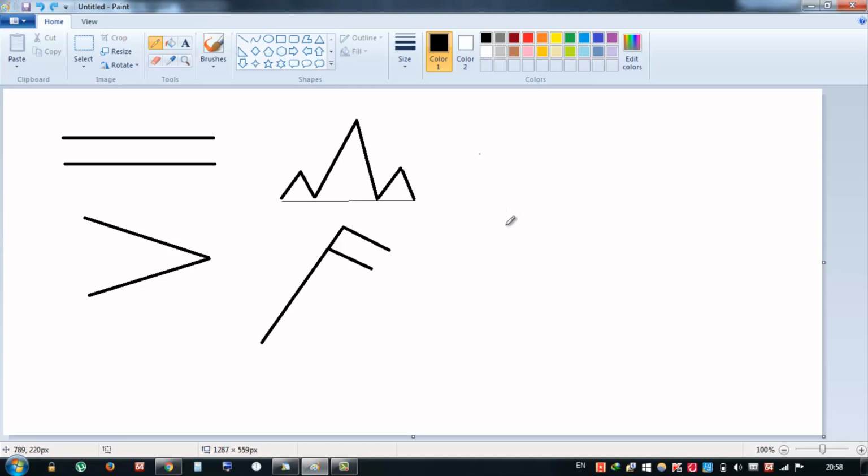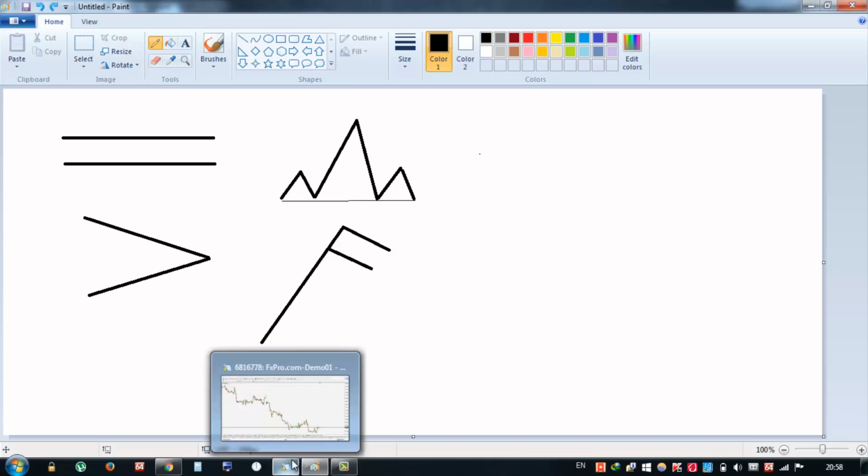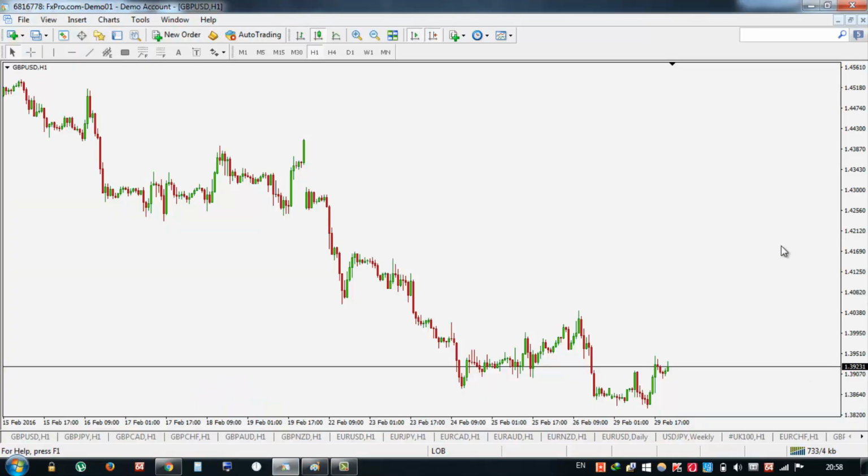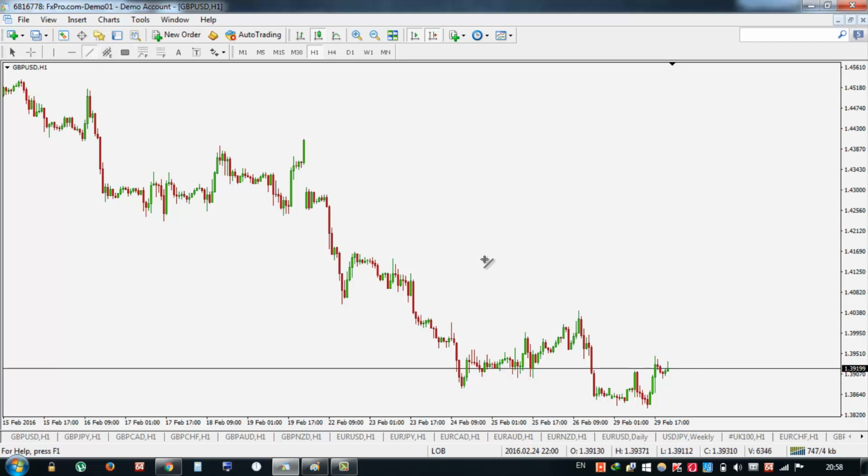Okay, so what I wanted to do is flick back to the charts and see if we can find any of these. I haven't actually looked at this chart for a long time. This is cable, this is pound USD. Let's have a look. Let's get the tool out and just see what we find, really.